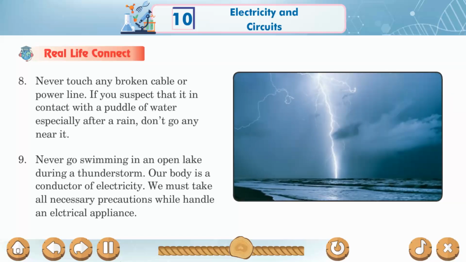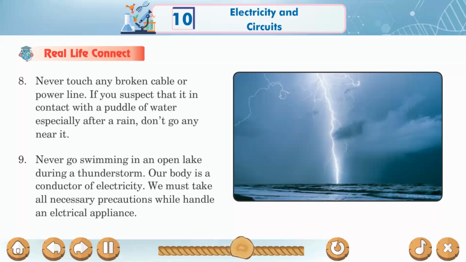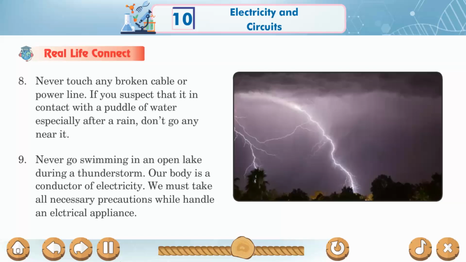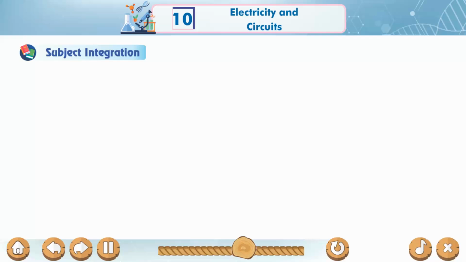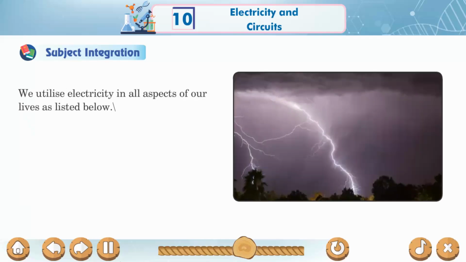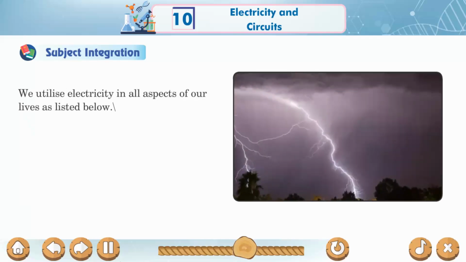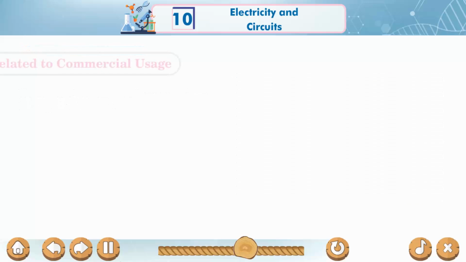Our body is a conductor of electricity. We must take all necessary precautions while handling an electrical appliance. Subject integration. We utilize electricity in all aspects of our lives as listed below.